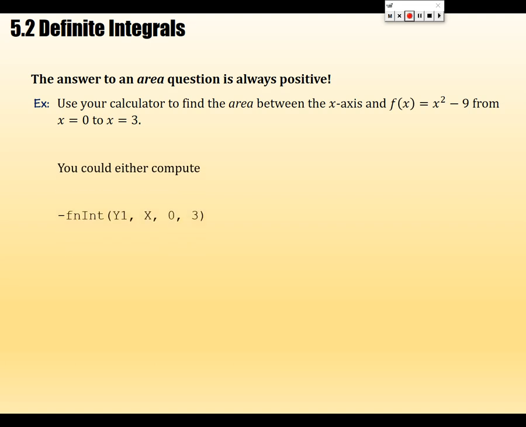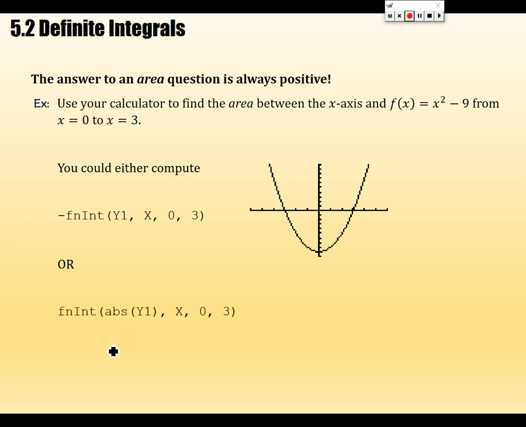Why do I have a negative out front? So one way to do this would be to say the opposite of this guy, which then comes out to 18. Or how else could we do this? Well, we could also integrate not this function, but the absolute value of this function. And when we do that, you get 18 as well. So two ways to do this. You can try them both.